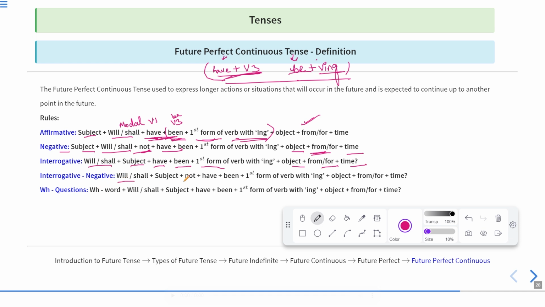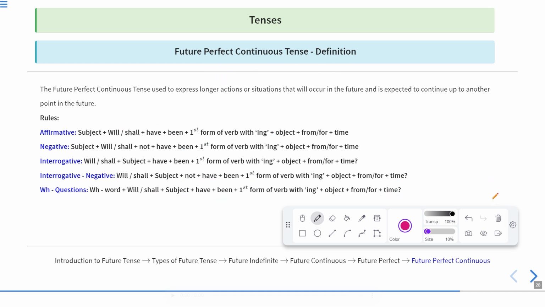Then in negative: will and shall, subject, not have been, first form of verb with ing, then object, then from and for, or time. WH questions: WH word, will and shall, the subject, have been, first form of verb with ing, then object, and then from or for, and time. Okay. Now let us move to the next.